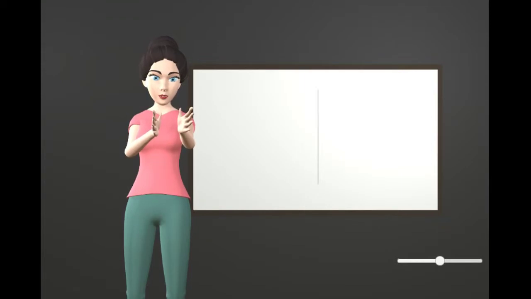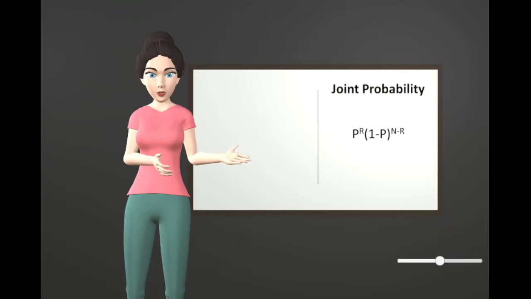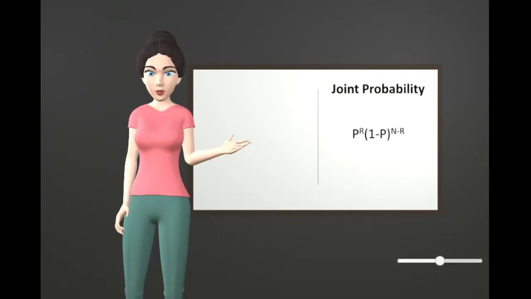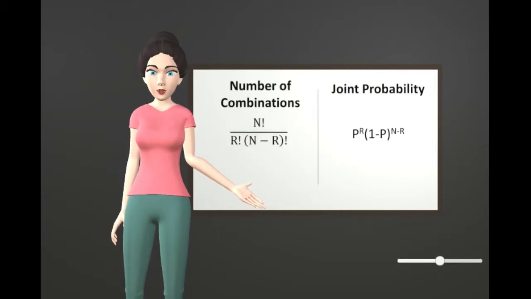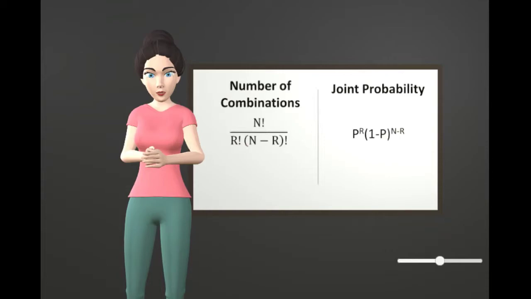Now you see how to compute the joint probability of a particular sequence that has r successes in n trials, such as failure, failure, success, and how to compute the number of combinations in which a sequence has r successes in n trials, such as 10 ways to get 2 successes out of 5 trials.